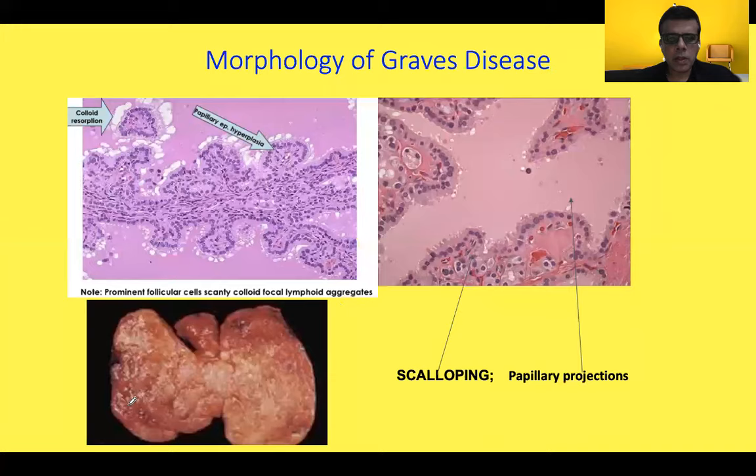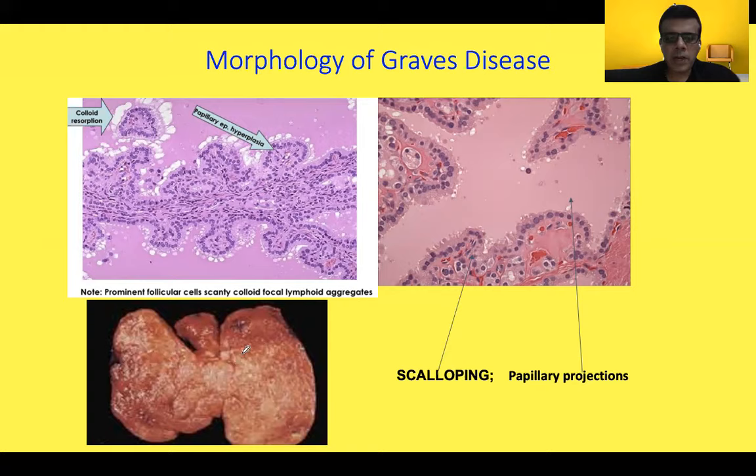Morphology of Graves' disease in thyroid has been very clearly identified. Usually there is a bilaterally symmetrical diffuse hyperplasia, as you can see over here. And there is a meaty appearance of the thyroid gland with deep red parenchyma usually seen.